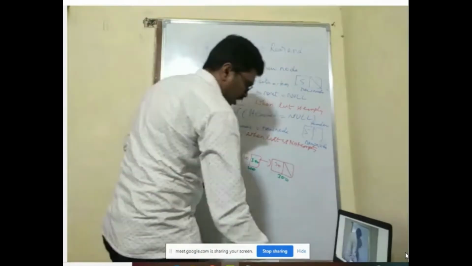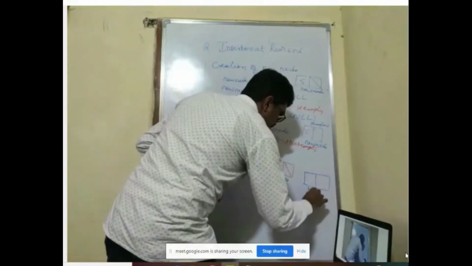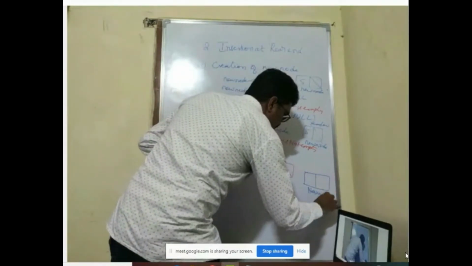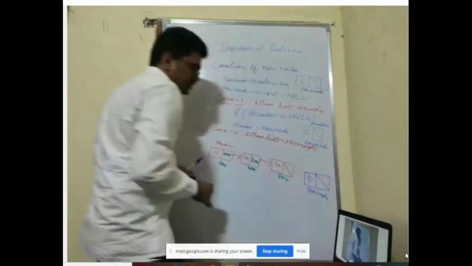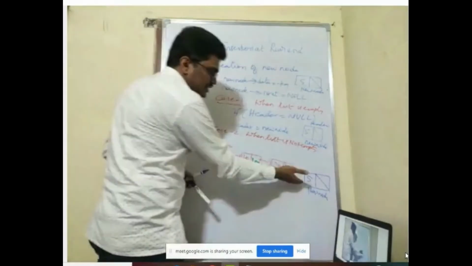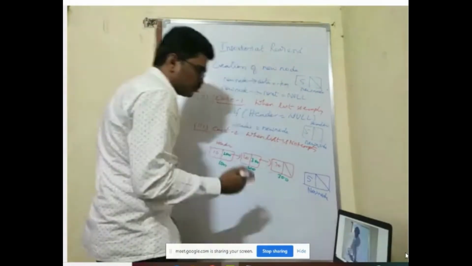Okay, now I have created a new node. This is my new node, in which I stored null and some value, 5. Now I have to insert this at the end. So at this ending, what do I have to do?